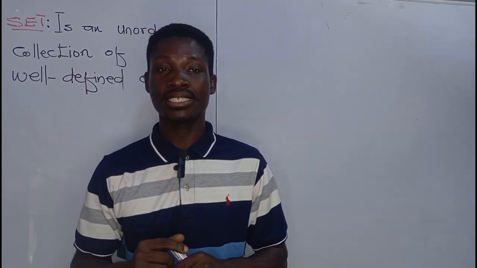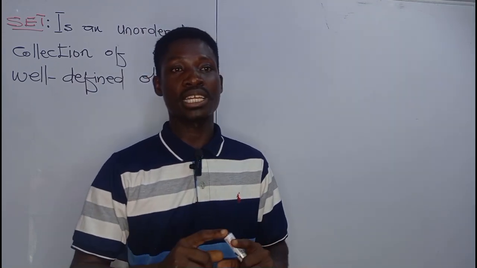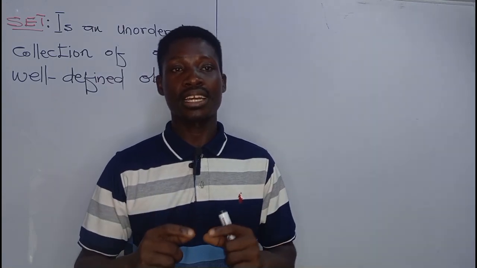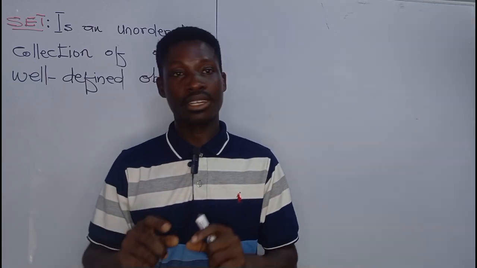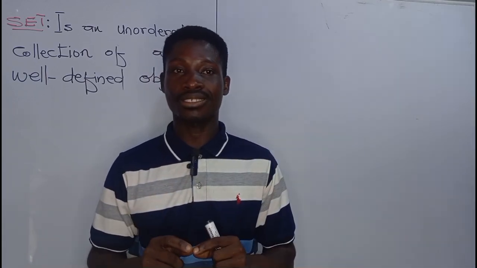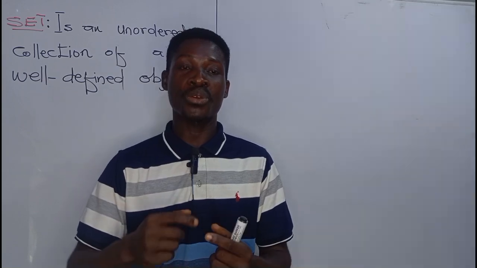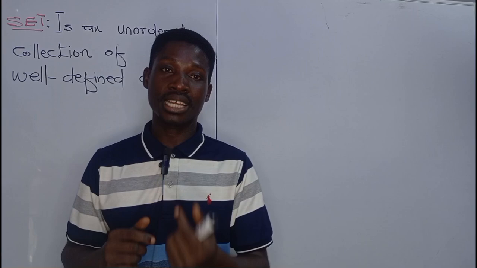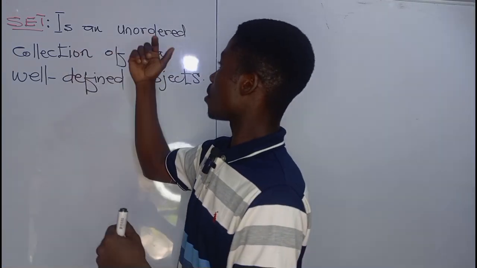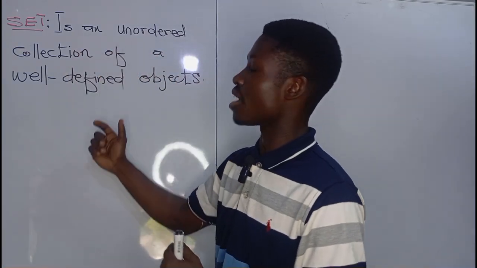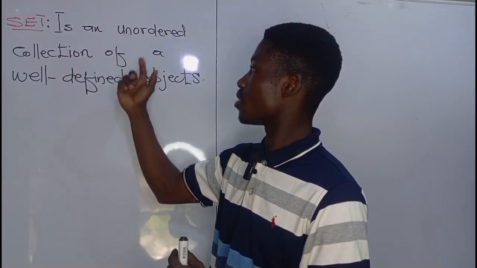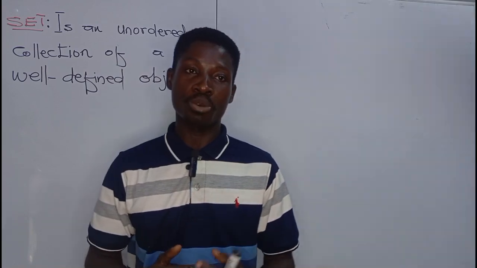Way back in JHS, when they asked us to explain or define sets, what we normally say is that a set is a collection of objects of the same kind. That is a very good answer. But in this lesson, we are going to refine this definition. So when we talk about set, it's an unordered collection of a well-defined object.